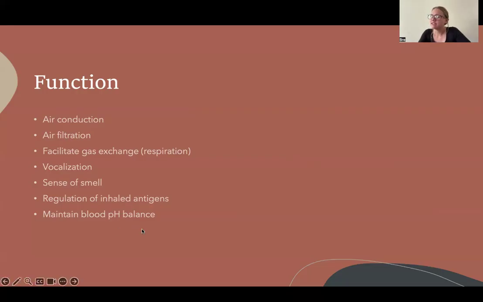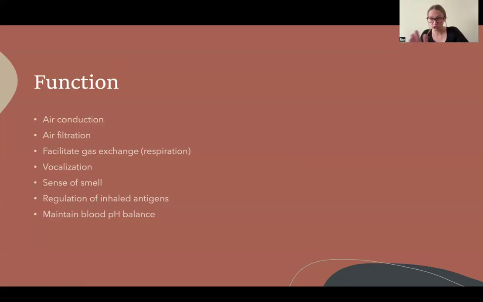Maintaining blood pH balance. This is a really important one because we have two systems that maintain our blood pH at around 7.4, our kidneys and our respiratory system. Now, we as humans, we like to keep our blood pH in a very narrow window. We don't like 7.5, that's alkalosis. We don't like 7.3, that's acidosis. So these two systems work together to regulate that pH if it so happens to change.